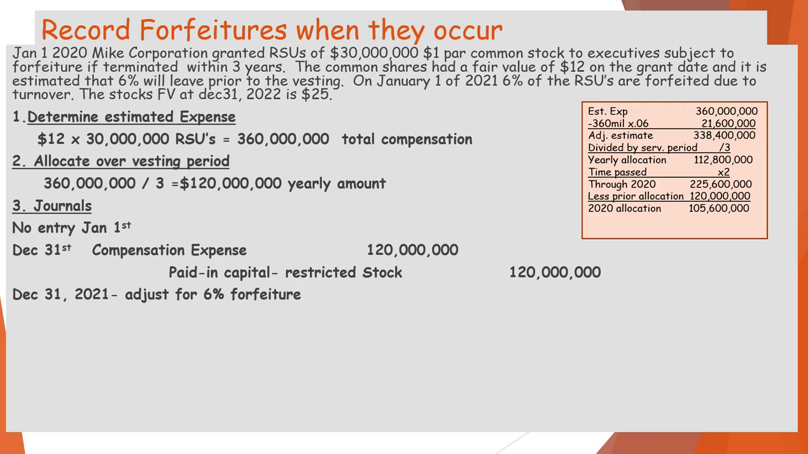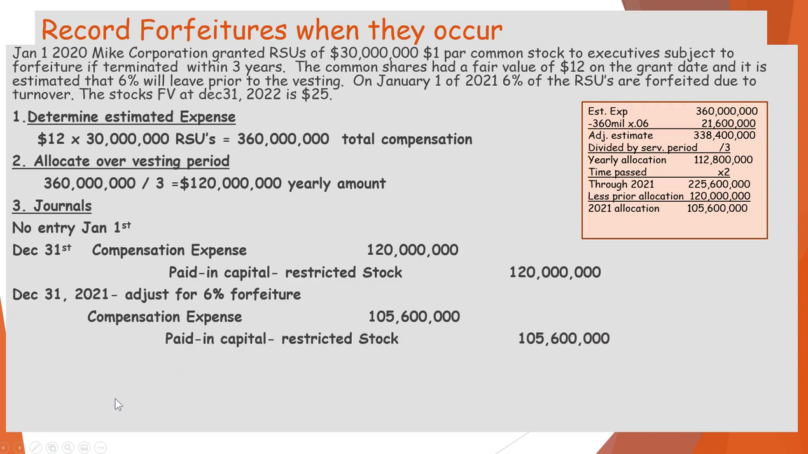So what we're saying is it should be 2021. Let me fix that right now. Now I fixed it and put the year correctly as 2021. So through 2021, we should have booked $225,600,000 less what we booked in the prior year of $120 million, which tells us we need to only allocate $105,600 to get us back to where we should be based on a 6% forfeiture. So our compensation expense for the end of 2021 is going to be $105,600.